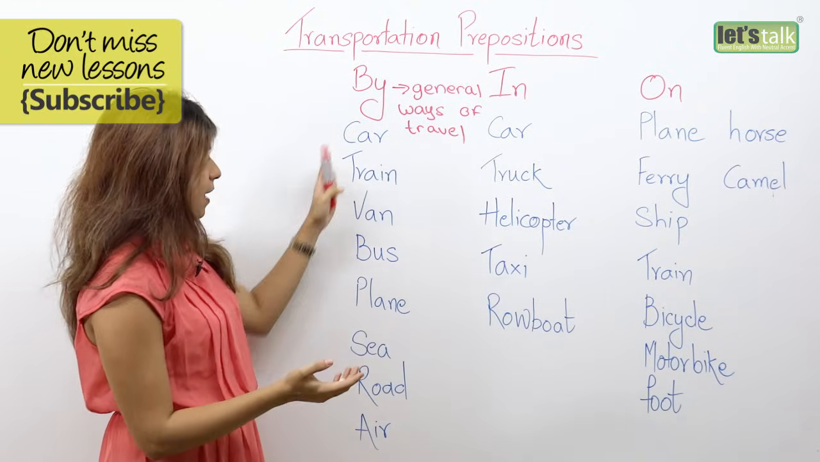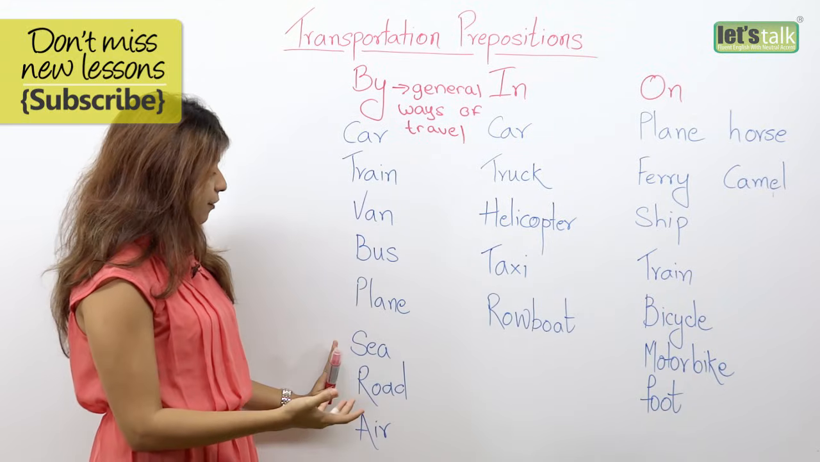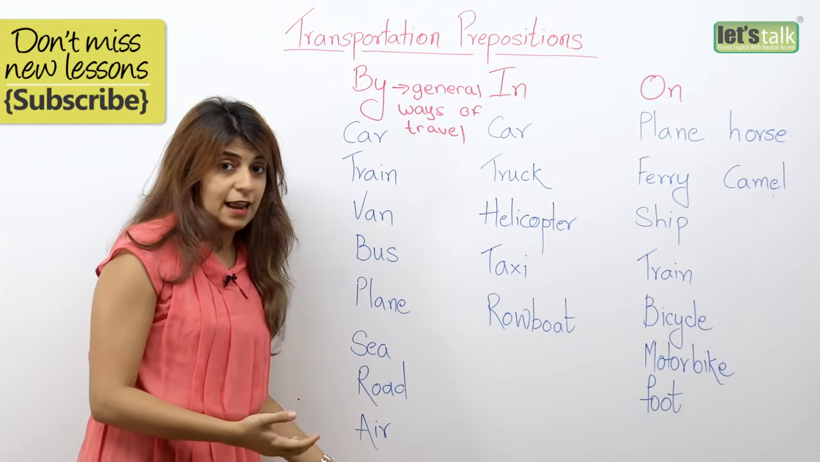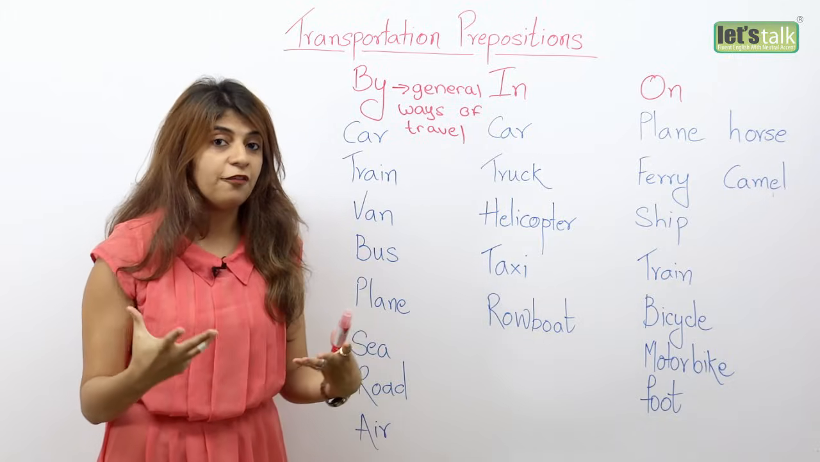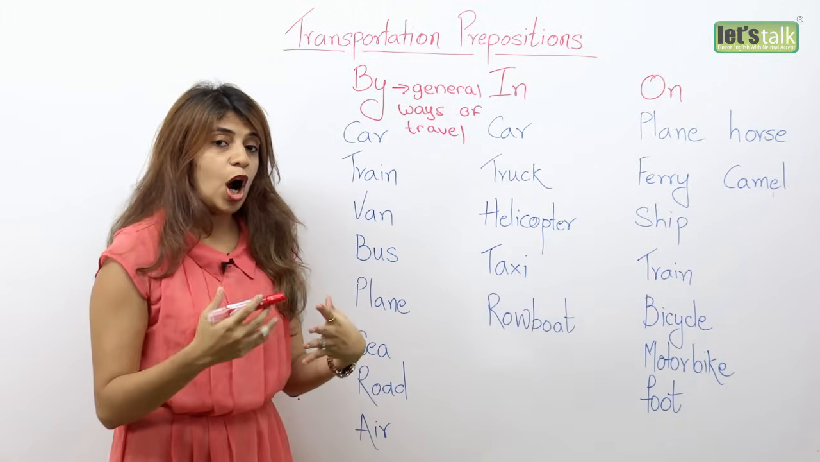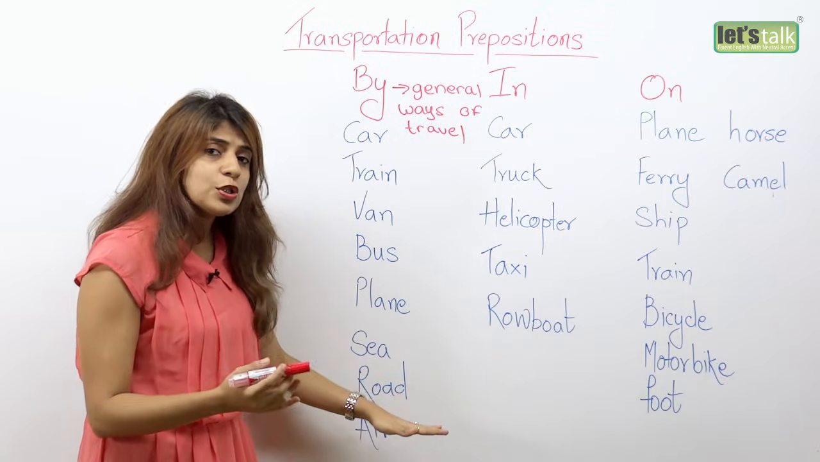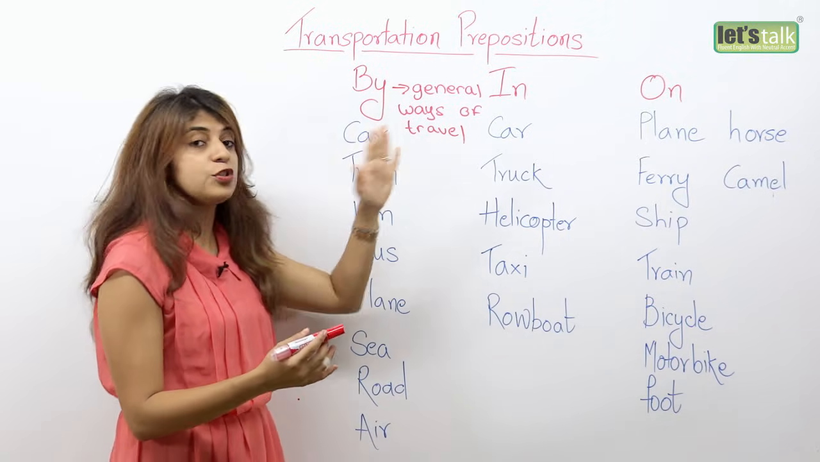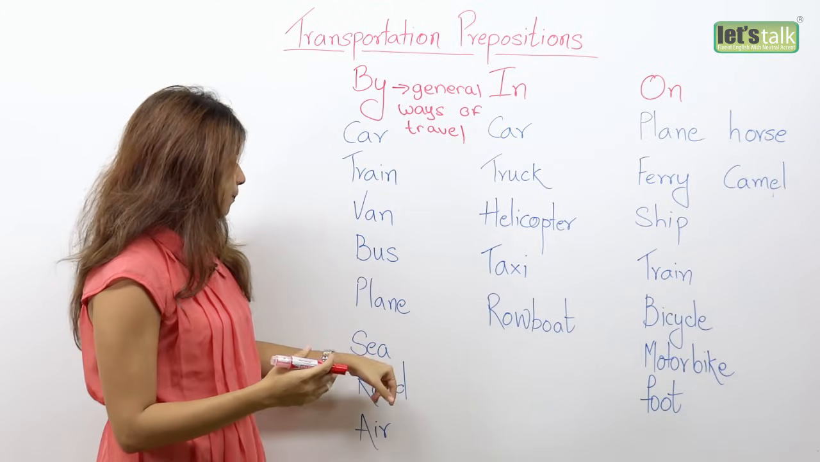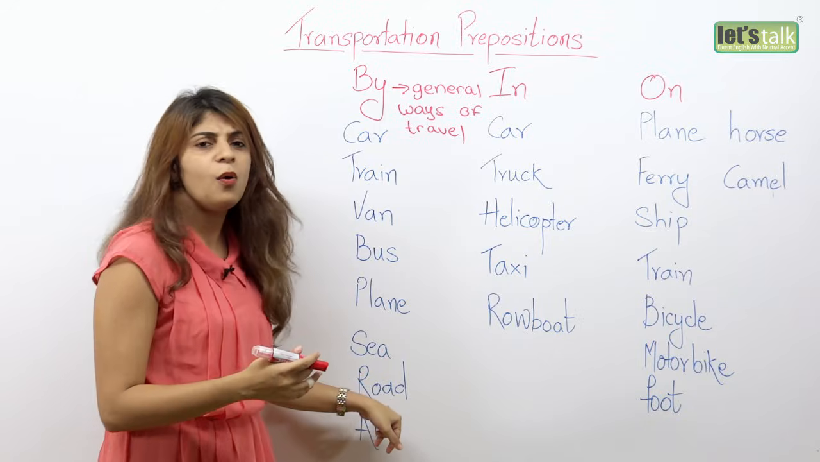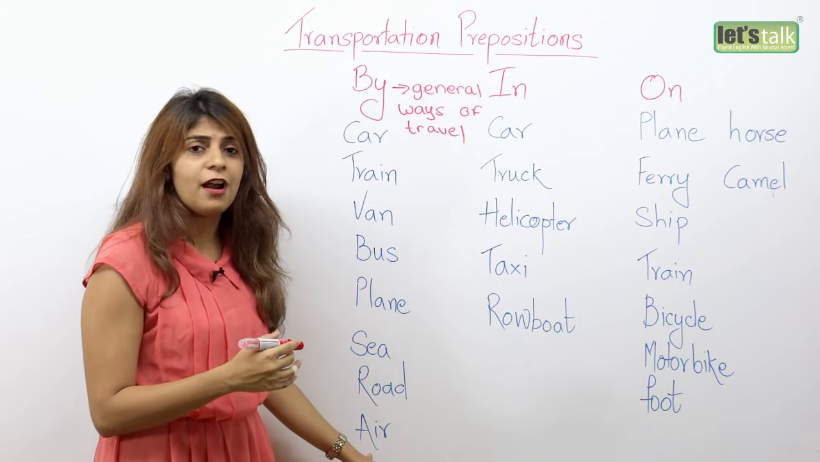Now these are the vehicles, right? Transportation vehicles. But now here if you see, sea, road, and air, well, these are transportation environments or the surface. So even when you are not talking about a particular vehicle in general, you can also use the preposition by to talk about the transportation surface. So, I went by sea. We are traveling to Delhi by road. We are gonna go by air.